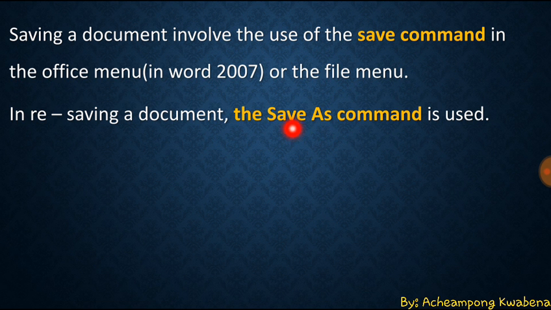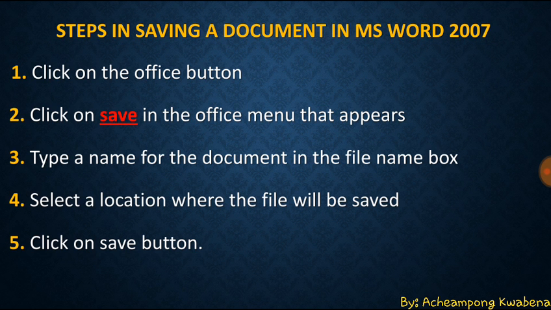Then the Save As command is also used in resaving of files in order to get a different name for the file, to change the location of the file, or to change the format of that particular document or file. Now let's look at how to save a document in MS Word 2007. So we have the steps over here.